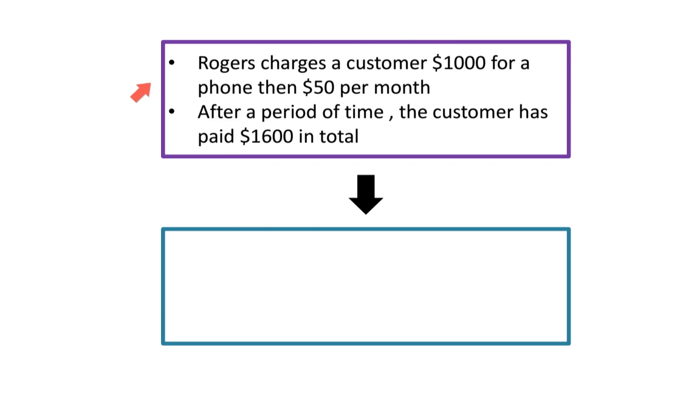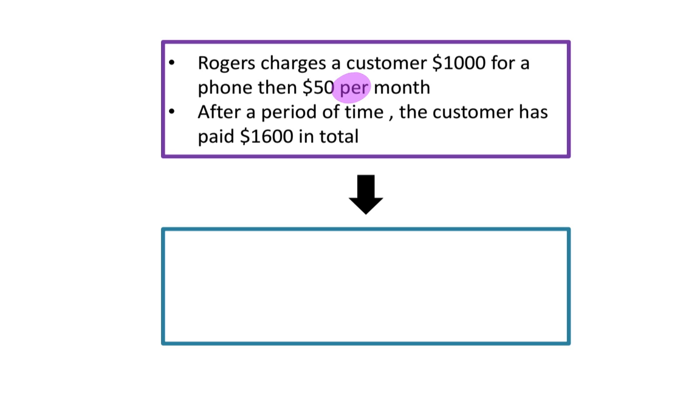Roger charges a customer $1,000 for a phone, then $50 per month. After a period of time, the customer has paid $1,600 in total. I want to represent this situation with an equation. Let's start by breaking this down.